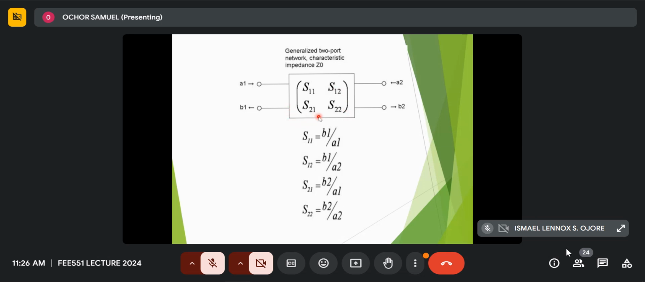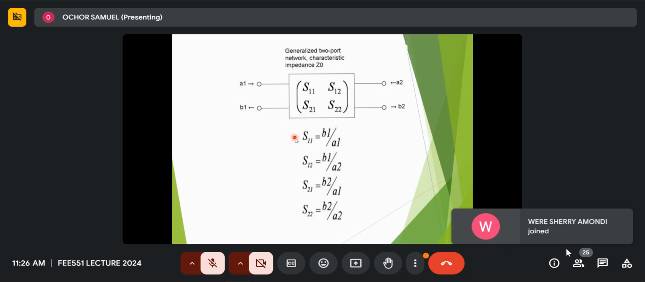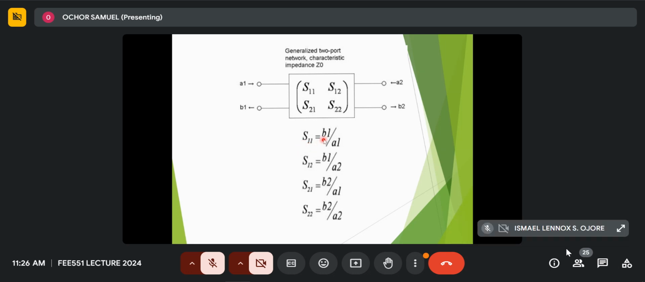S22. Now, the way we name those scattering parameters, if you have S11, the first subscript refers to the output and the second subscript refers to the input. So S11 will be the output at port 1 having come from port 1. So port 1 is the output and also it is the input. So S11 will be characterized by the output at port 1, which is B1, and input at port 1, which is A1. So the ratio you can see over there is B1 over A1.